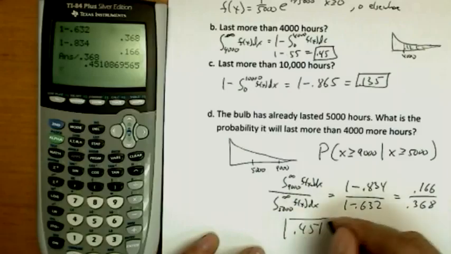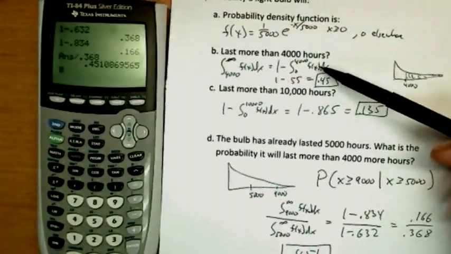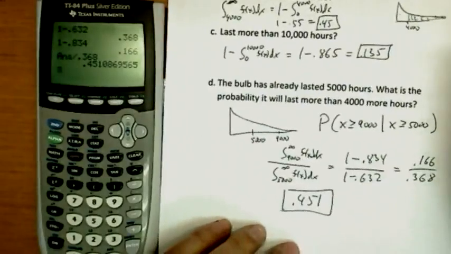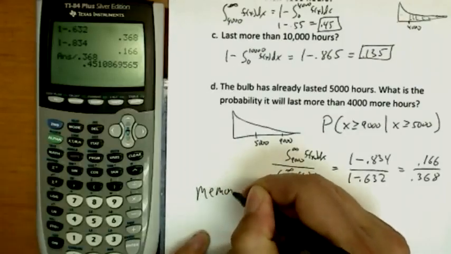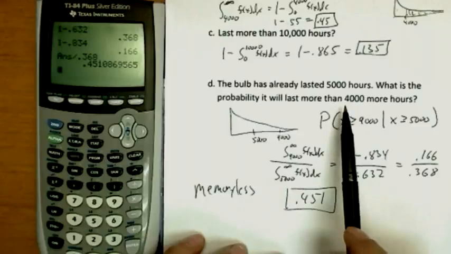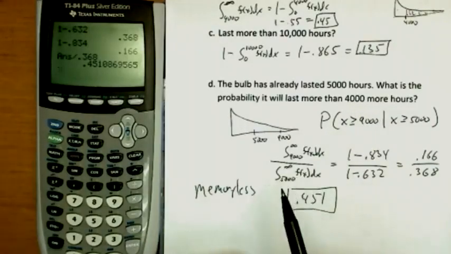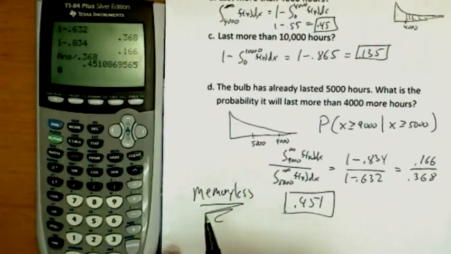The same answer that I got in the problem asking would it last more than 4,000 hours. So we're seeing an interesting property of the exponential distribution here. It's memoryless. What that means is it doesn't care what the bulb has done. The probability of lasting 4,000 hours more is the same whether you have a fresh bulb or one that's 5,000 hours old. Now this is an important concept because I see these exponentials used for problems that are not really probably going to be exponentially distributed.